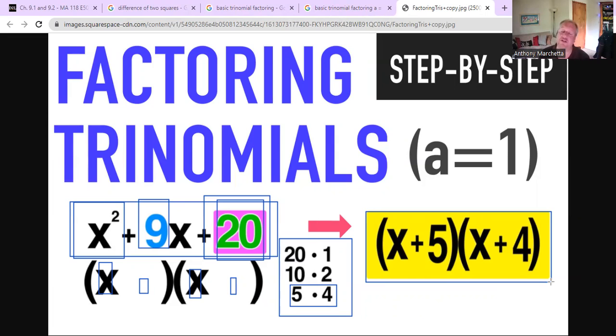This time, 5 and 4 are the numbers that work to make 20 that also add up to 9. So we're going to say x plus 5, x plus 4. And if you multiply it back, in your mind at least, look at it and squint your eyes and scratch your chin and say, does that make x squared plus 9x plus 20? And it does. So you know what you've written is still sound and it's still the same quantity. Right? Now, let's go back and look at our PowerPoint.